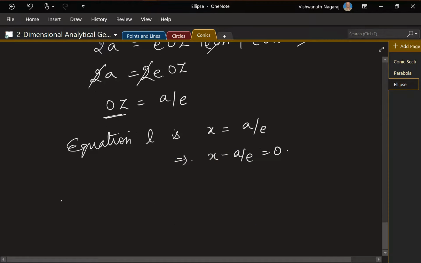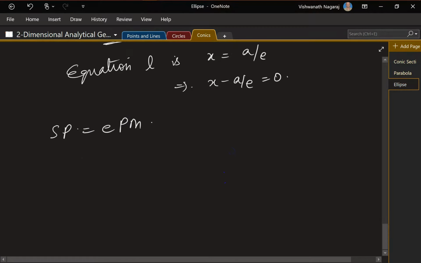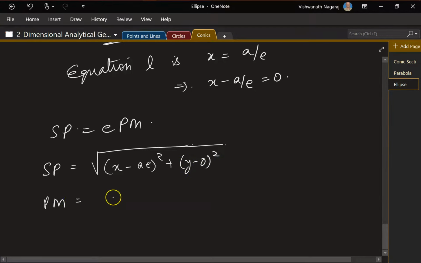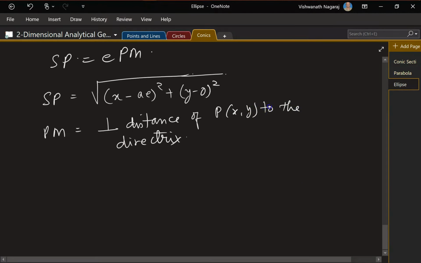Now, SP, remember SP is equal to E times PM. We are going to come back to this. P is the arbitrary point. Now SP, because we have the coordinates now, we can write it as square root of (x minus AE) square plus (y minus 0) square. PM is equal to the perpendicular distance of P(x, y) to the directrix.